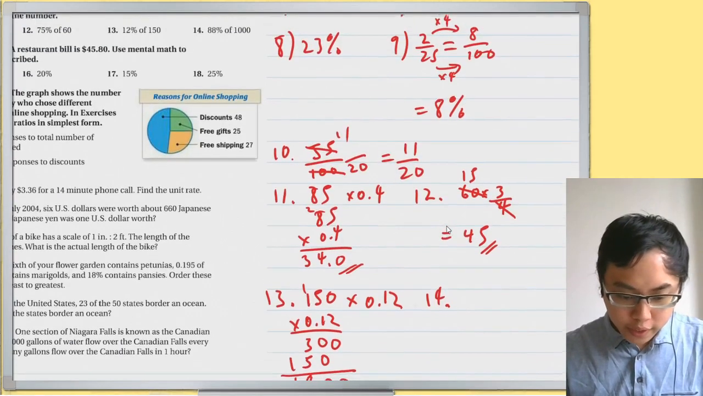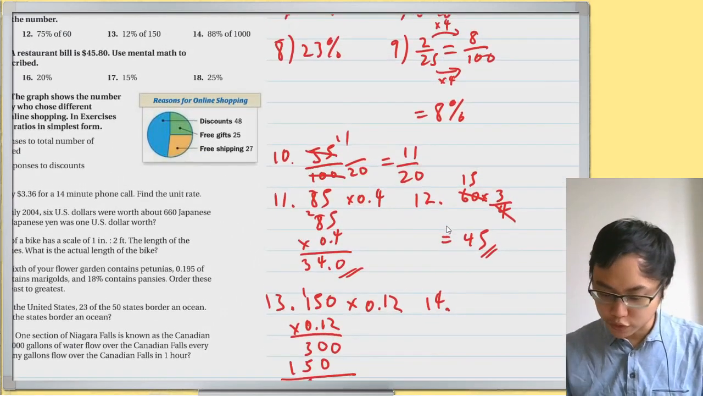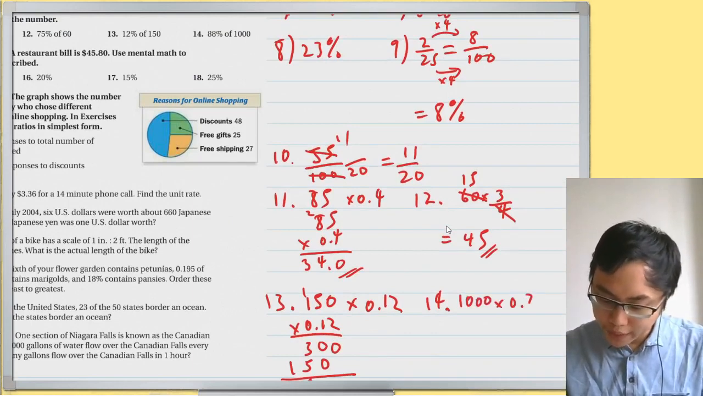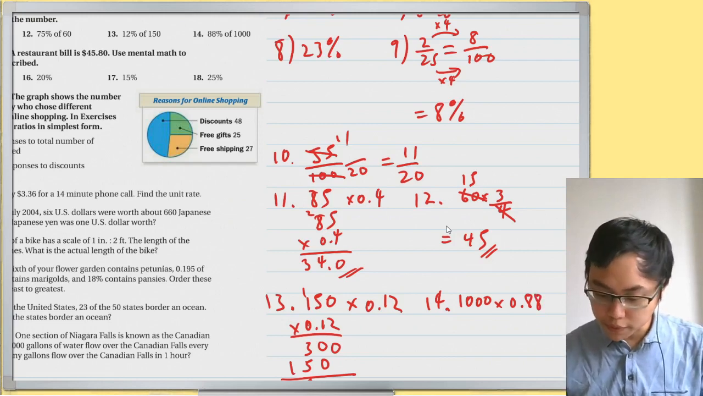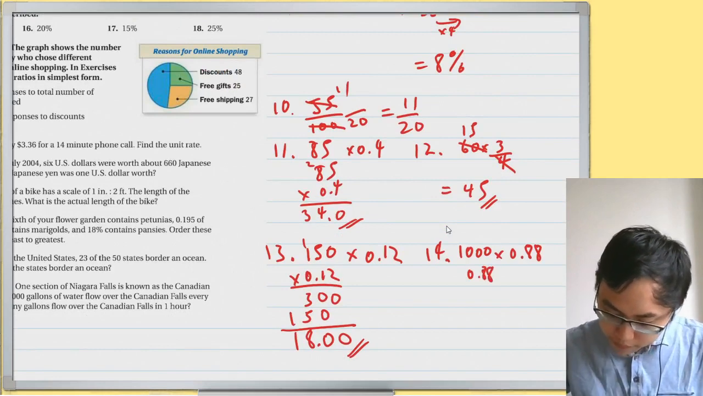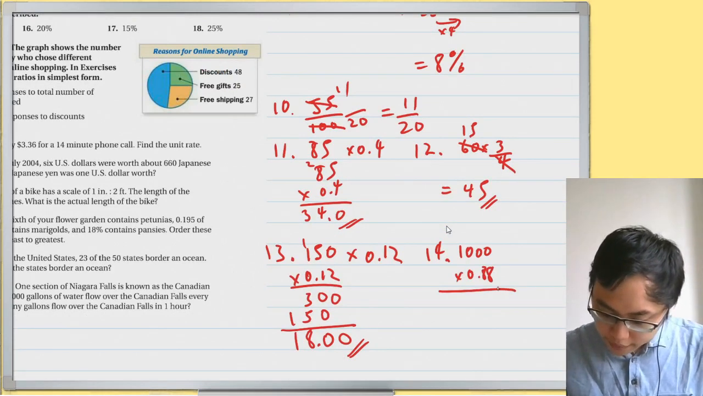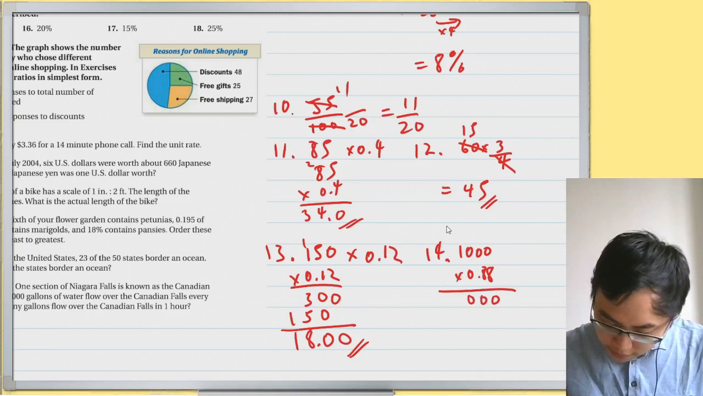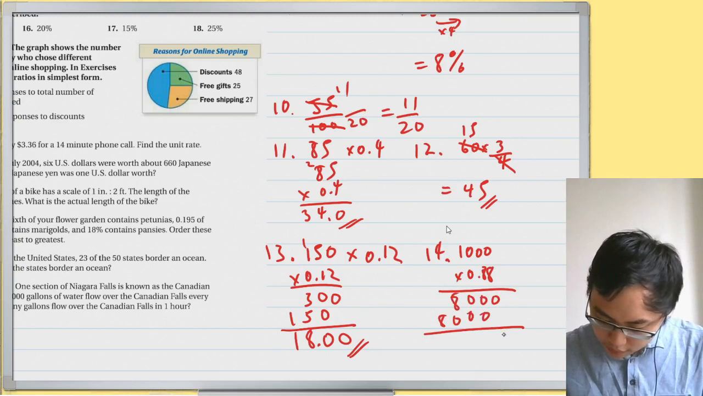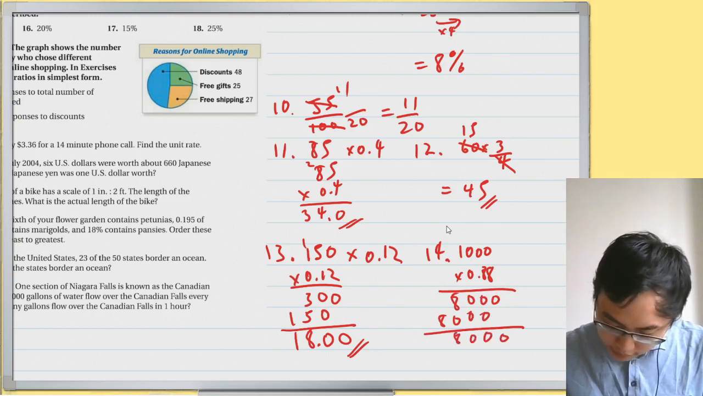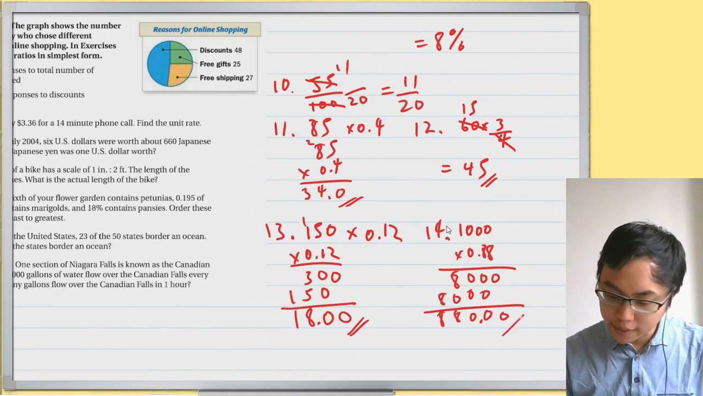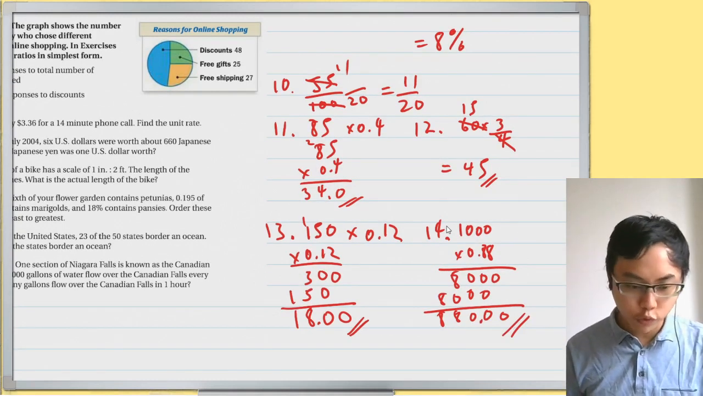Question 14, 88% of 1,000. So that's going to be 1,000 multiplied by 0.88. I can use long multiplication. So if I do that, how do I do that? That's 0.88 here. And I need to multiply 8 times 0, 0, 0, and then 8. And then again here, 0, 0, 0, and 8. Add them together. That's going to be 0, 0, 0, 8, 8. How many decimal places? 2 decimal places. That's going to be 880 as the answer for question 14.